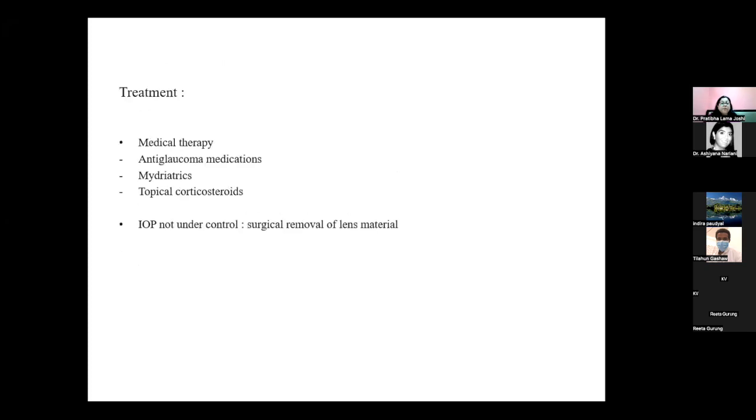Treatment is, we have to reduce the intraocular pressure by medicine, anti-glaucoma medicine, mydriatics to release the ciliary spasm, then topical steroids to control the inflammation. And if the intraocular pressure is not controlled with medicine, then we have to surgically remove the lens material from the AC.